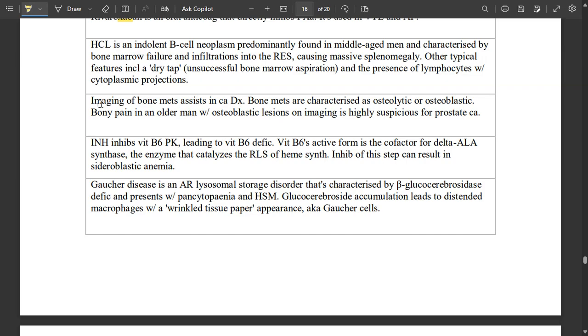So the imaging of bone mets assists in cancer diagnosis. Bone mets are characterized. If there are metastases into the bone, like in the lumbar vertebra, from various tissues, then it can be osteolytic or osteoblastic. So bony pain in an older man with an osteoblastic lesion, with more formation of bony cells in the affected metastatic area, makes it more likely that the patient has prostate cancer, because it produces osteoblastic lesions, while osteolytic lesions are generally seen in breast cancers and also in multiple myeloma.